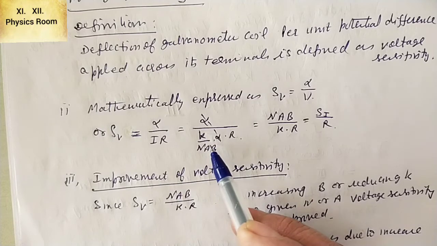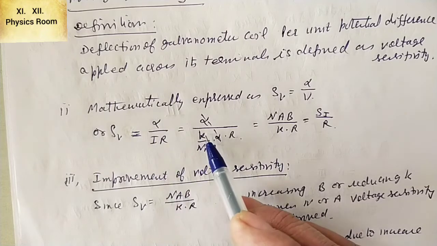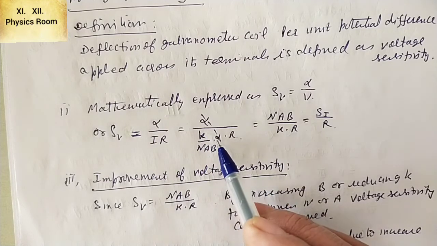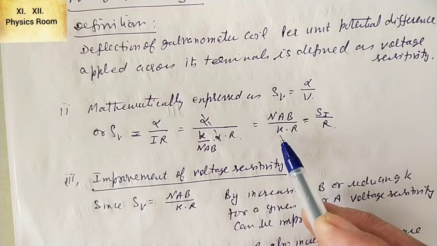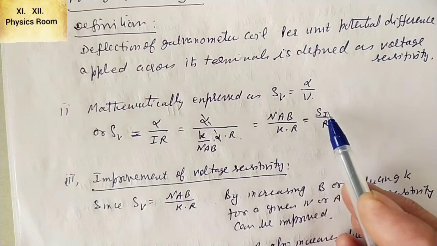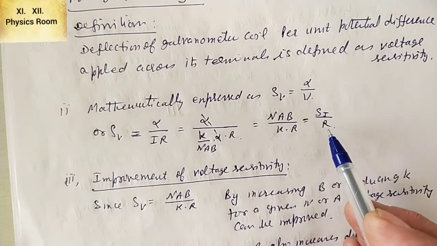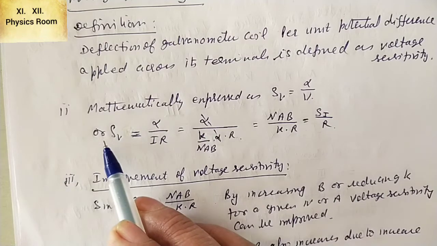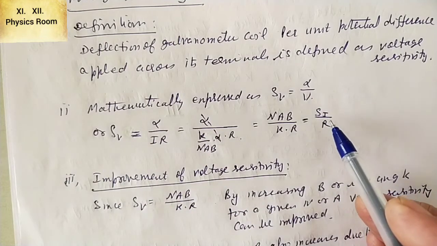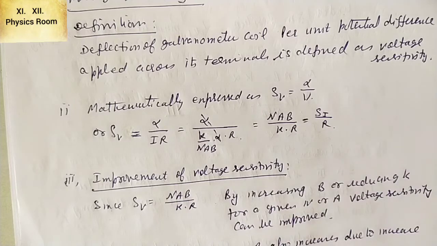Now substituting the value of I, K by NAB into alpha, alpha cancels. So we are left with NAB by K into R. NAB by K is current sensitivity SI, divided by R, the resistance of the galvanometer coil. Voltage sensitivity is equal to current sensitivity divided by R, the resistance of the galvanometer coil.